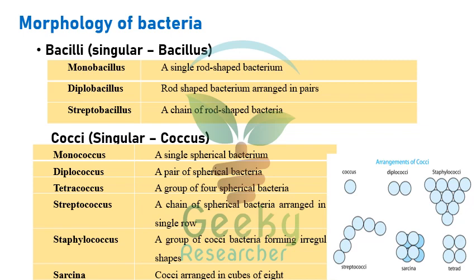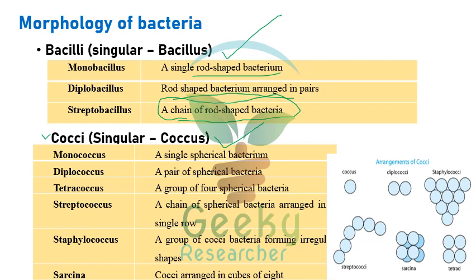So we start with the morphology of bacteria. In bacteria mainly we can see bacilli, that is a rod shaped bacteria, and cocci, which is a spherical shaped bacteria. A monobacillus means a single rod, a diplobacillus is a rod shaped bacterium arranged in pairs, and streptobacillus means rod shaped bacteria in a chain. When it comes to cocci, it is a spherical shaped bacteria.